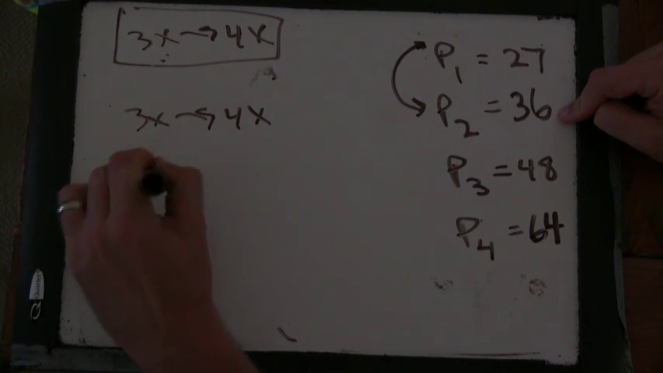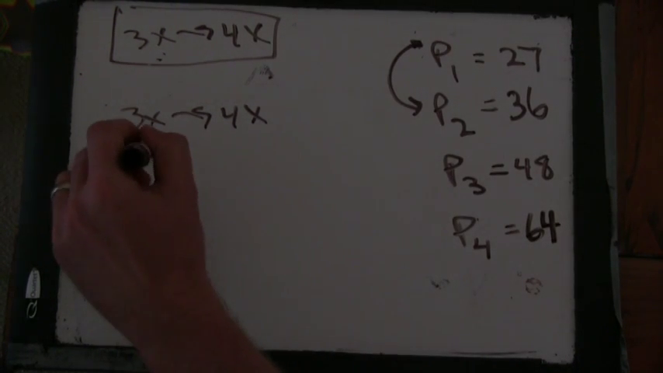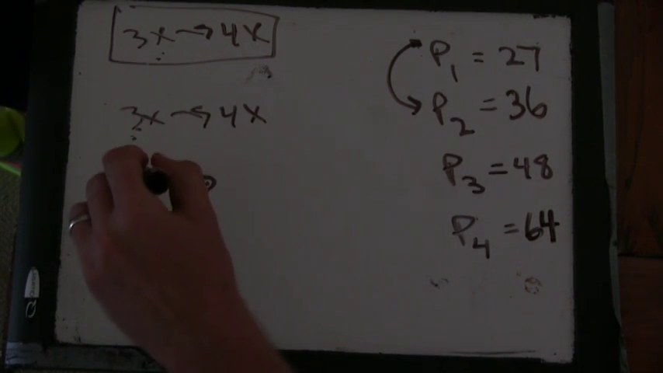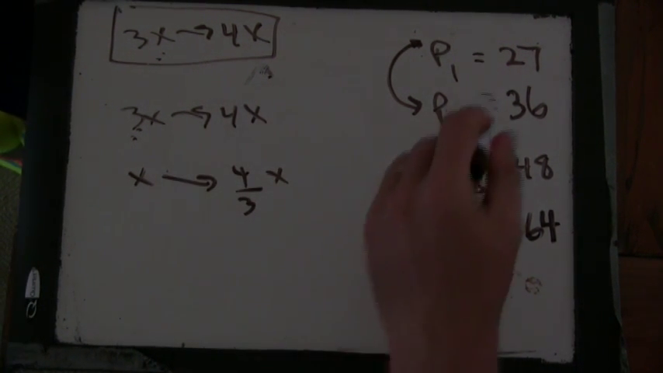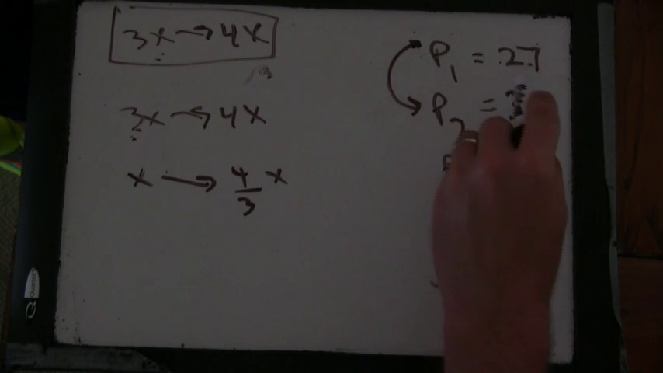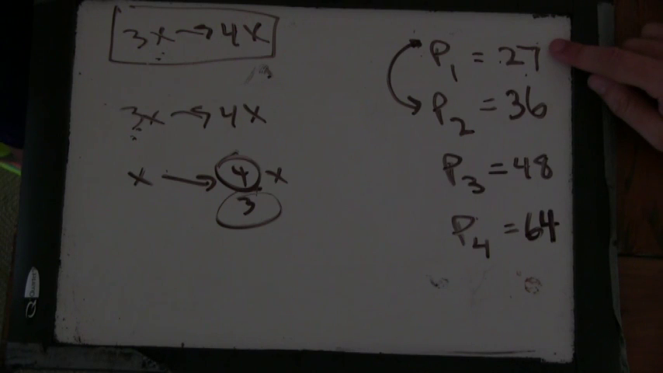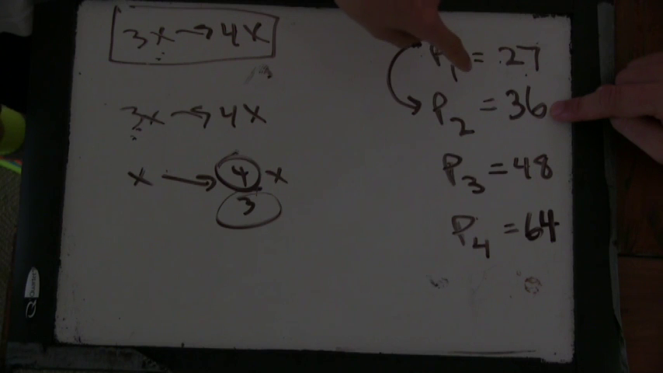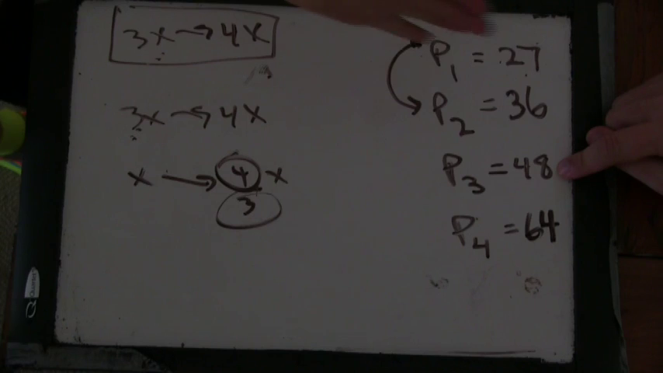So 3 times the first perimeter is going... oh, sorry. I better be careful about what I want to say there. But so we have something, I could divide both sides by 3 here, and say x becomes 4/3 x. And you're starting to notice that I'm dividing by 3 and then multiplying by 4. So it would work for the next one. 9 times 4 is 36. And then 12 times 4 is 48. And 16 times 4 is 64.